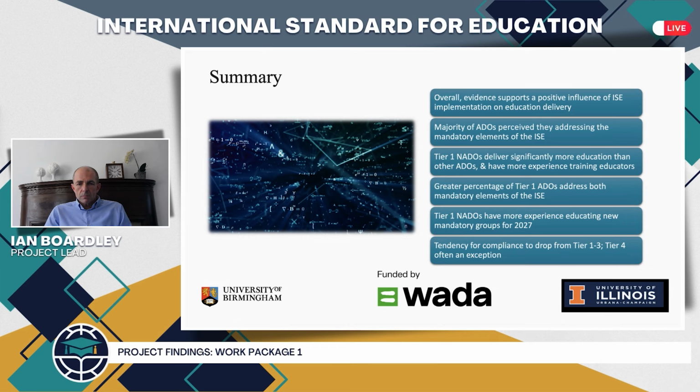In terms of the Tier 1 NADOs, we're seeing big differences in terms of Tier 1 NADOs delivering more of the education and also having the experienced, trained educators, which is going to be important for 2027. And also they address the mandatory elements of the ISE. We do see for some of these elements the drop off from Tier 1 down to Tier 3, but it is interesting and something we'll seek to understand as we explore the results more, particularly our Tier 4 data, which is quite fresh, in terms of trying to understand what might explain that increase for Tier 4 for some of the responses.